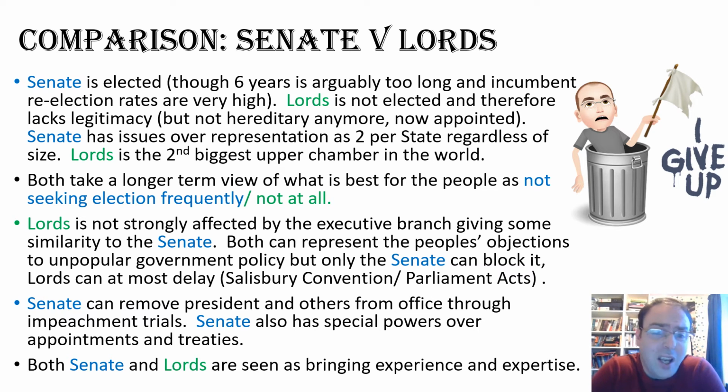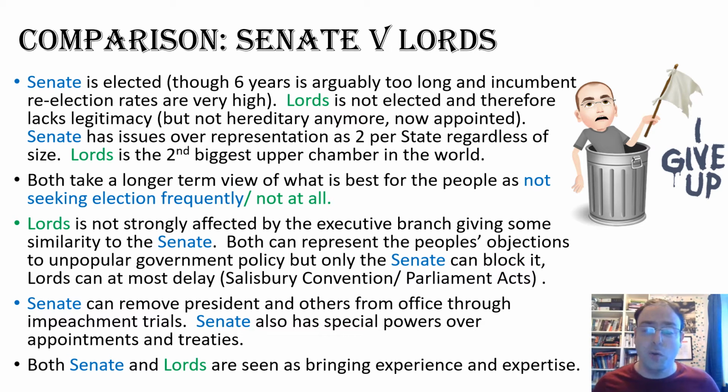The House of Lords is not strongly affected by the executive branch because it doesn't have members of the government really in it, you don't have the same idea of party discipline in the Lords, and you've got lots of crossbenchers, so that would make it more similar to the Senate. So both can represent people's objections to an unpopular government policy, but only the Senate can block it. The House of Lords can't, and this goes back to the Salisbury Convention and Parliament Acts, which have strongly restricted the power of the Lords, quite rightly so, because it's unelected.